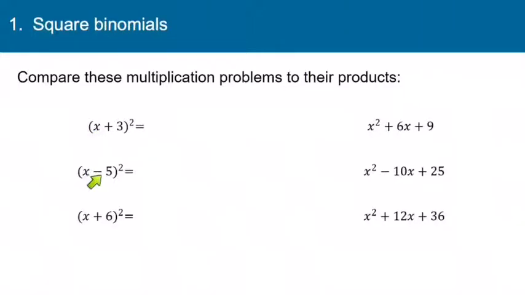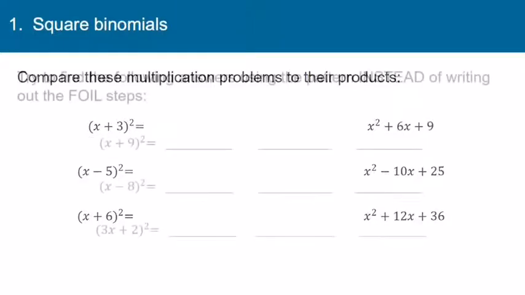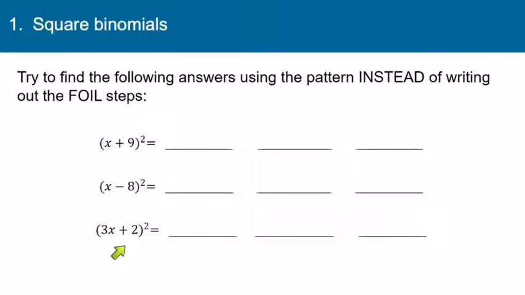Let's see if that works here. Negative 5 times x would be negative 5x. Multiply that by 2, you get negative 10x. And on the last one, 6 times x is 6x. Multiply that by 2, you get 12x. And so I think you probably are starting to see how we can get to the answer just by looking at the problem. Let's try to square these binomials using the pattern instead of writing out the FOIL steps.